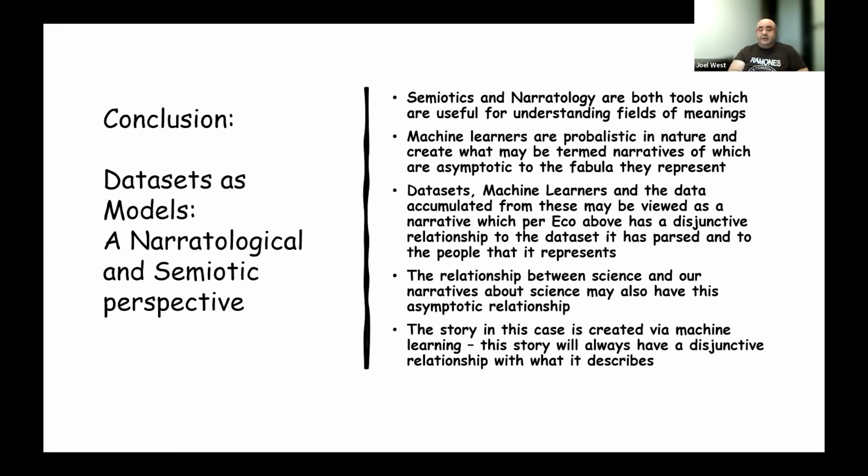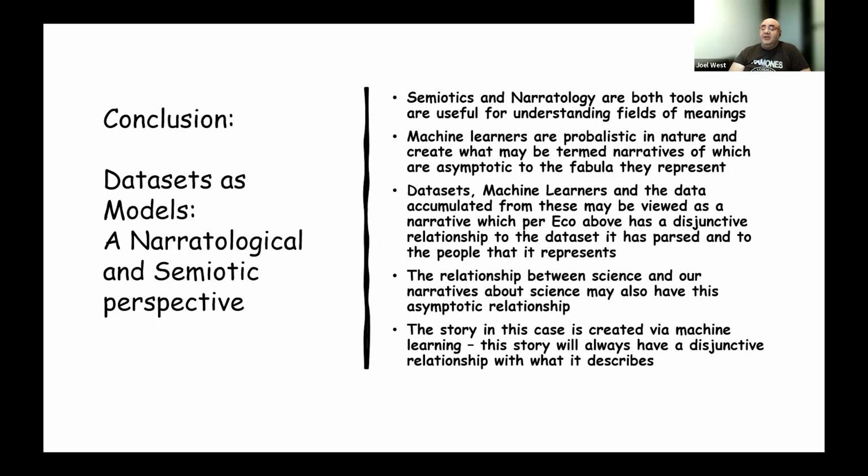So to conclude, semiotics and narratology are both tools which are useful for understanding fields of meaning, that we can understand in this case how data creates meaning and data sets and all. That machine learners are probabilistic, as we know, in nature, and they create what we term narratives, which are asymptotic to the fabula that they represent. That data sets, machine learners, and the data accumulated from these may be viewed as a narrative and has a disjunctive relationship to its data set, that the relationship between science and our narratives about science will probably also have this kind of asymptotic relationship.